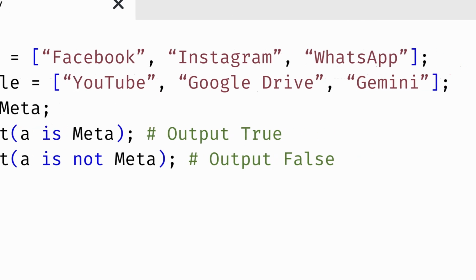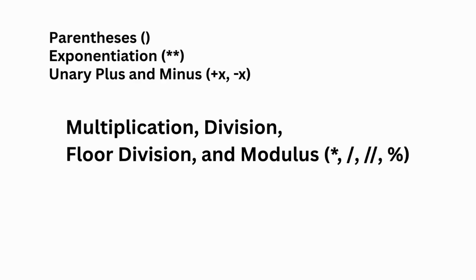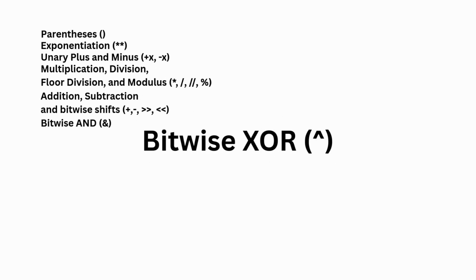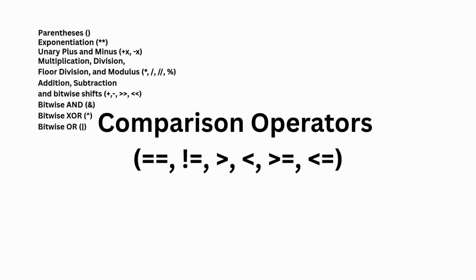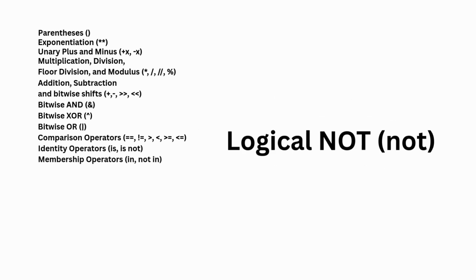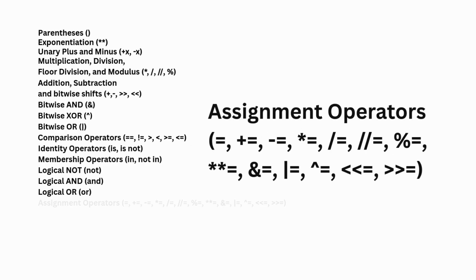Operator precedence. Follow this operator precedence when coding with Python: parentheses, exponentiation, unary plus and minus, multiplication, division, floor division and modulus, left shift and right shift, bitwise and, bitwise exclusive or, bitwise or, comparison operators, identity operators, membership operators, logical not, logical and, logical or, assignment operators.